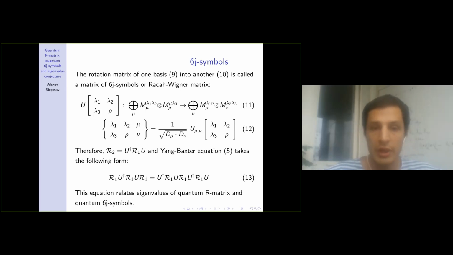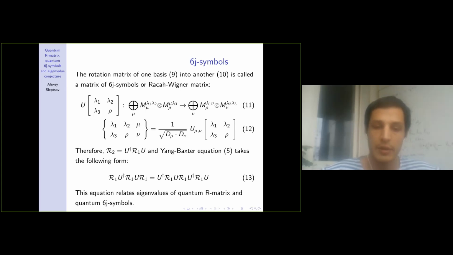So this equation relates eigenvalues of the quantum R matrix and quantum 6j symbols. Well, of course, it is a nonlinear matrix equation, and it is rather complicated to solve. It is possible to do for a small size of matrix U, but for the general case, it is, at least for me, completely unclear how to do it. But still, it is possible to use this equation in order to produce symmetries of 6j symbols.